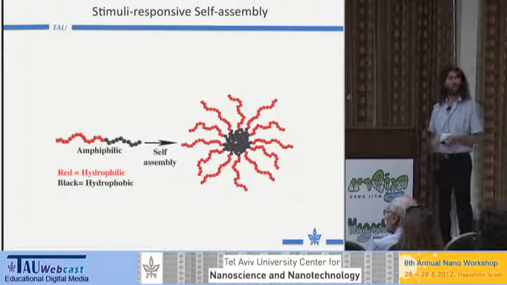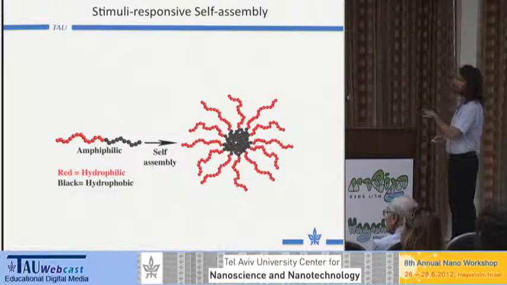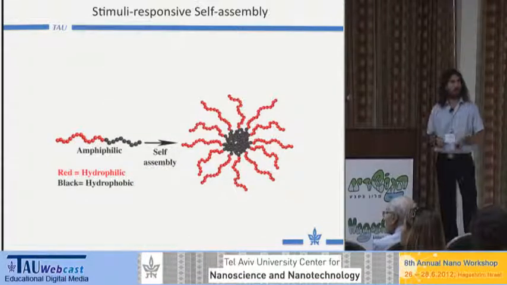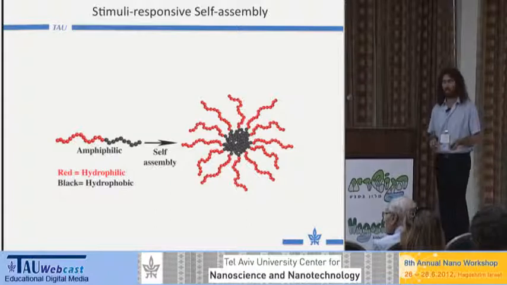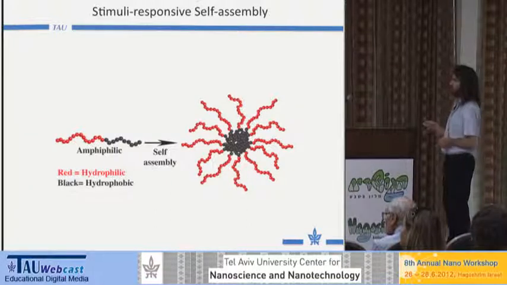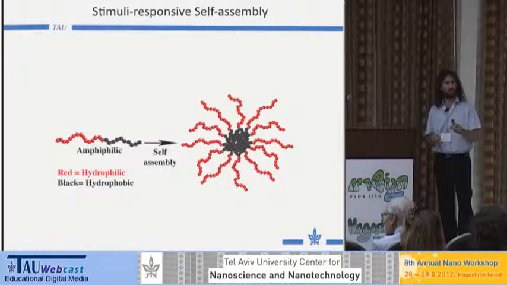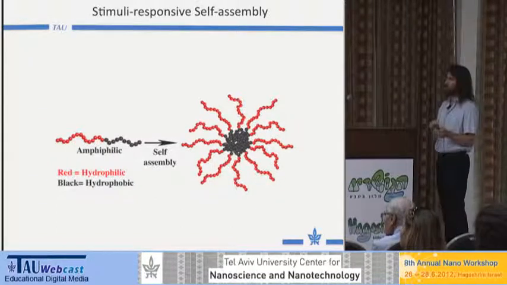an amphiphilic block copolymer that has a hydrophilic part and a hydrophobic part, and you put it into water, for example, these would self-assemble to give micelles or vesicles or other types of aggregates. In recent years, there has been a lot of effort to try and control this process, to be able to switch it on and off.